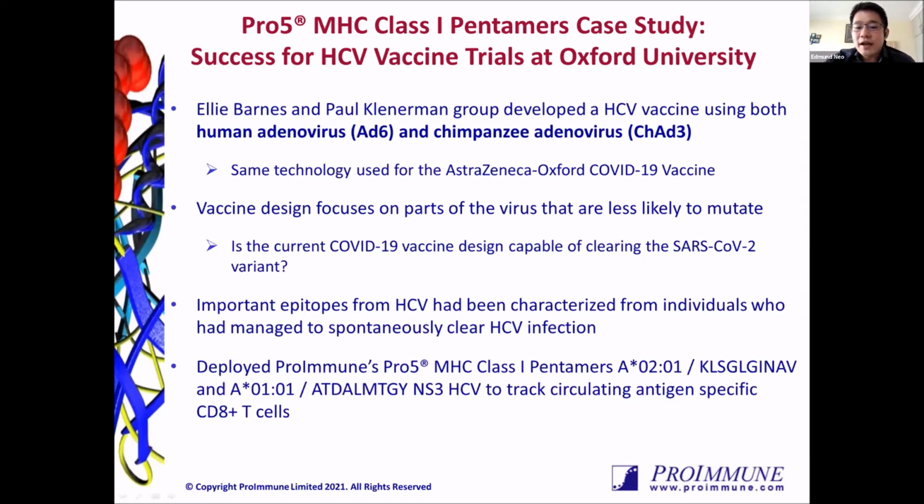So with the effort of identifying T-cell epitopes, this has been characterized from individuals who had managed to spontaneously clear HCV infection, which enabled this group to use this information to synthesize them into the MHC class 1 pentamers using the A0201 and A0101 restricted epitopes to track antigen-specific CD8 T cells in those vaccinated donors.